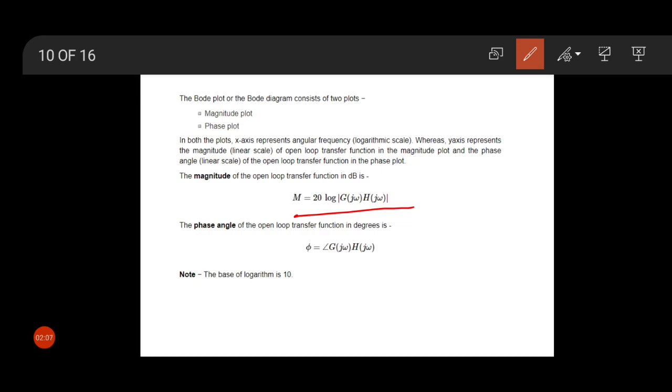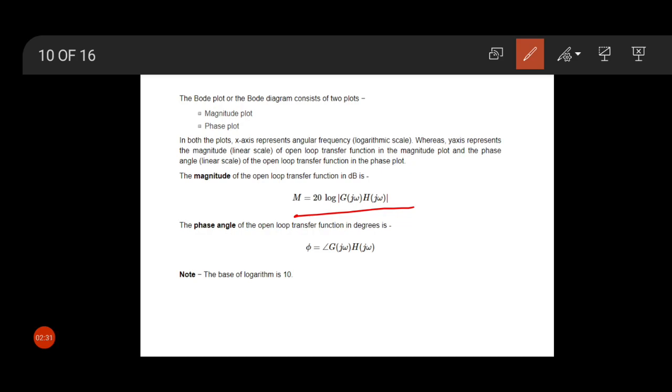That means with reference to omega we need to plot the magnitude. By changing omega we calculate the magnitude. Now by plotting the value with respect to omega, that means angular frequency, we get our magnitude plot.